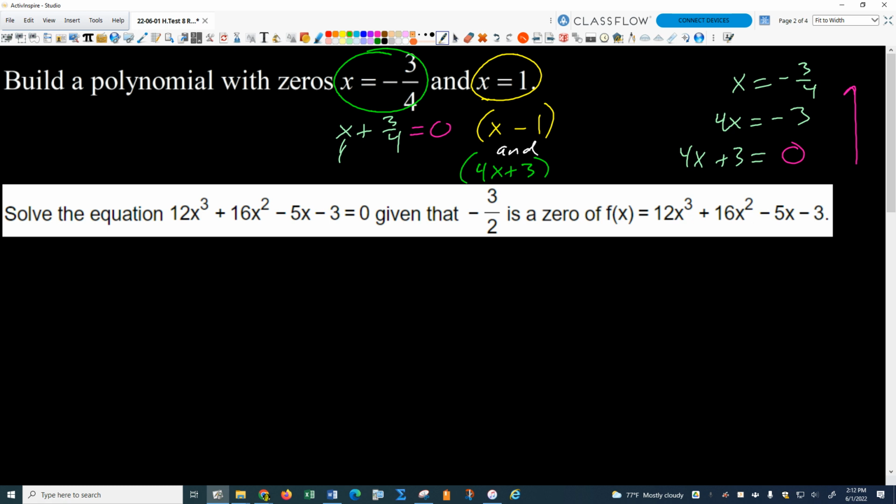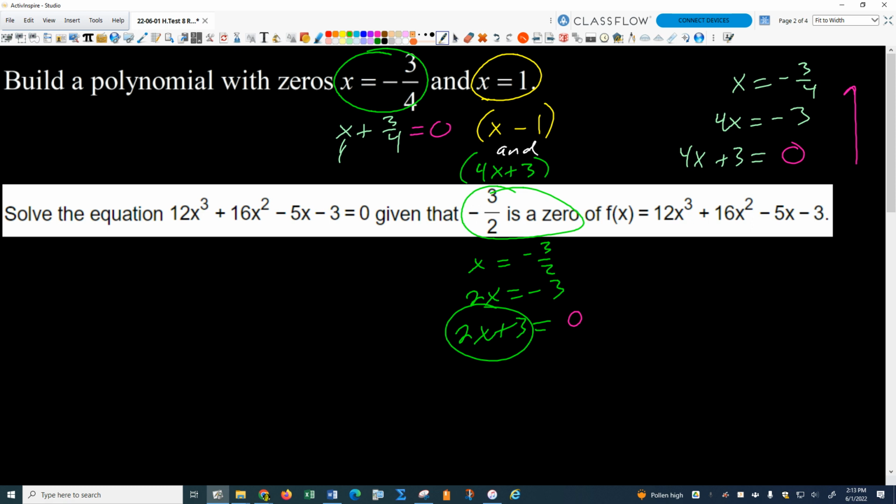Okay, so now with that line of thinking, you guys tell me, if negative 3/2 is a 0, what's the factor that goes with that? Yeah, it'd be 2x plus 3, wouldn't it? If we work backwards and say x equals negative 3/2, 2x equals negative 3, 2x plus 3 equals 0. Well, that's my factor, isn't it? Right there. Everybody get that?